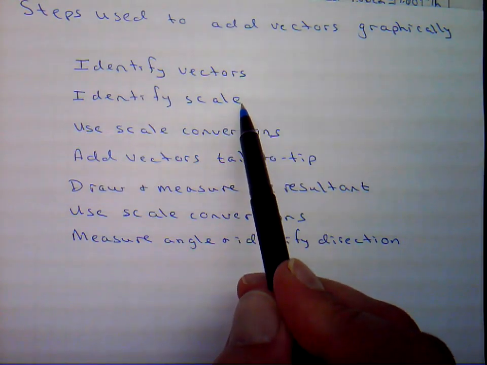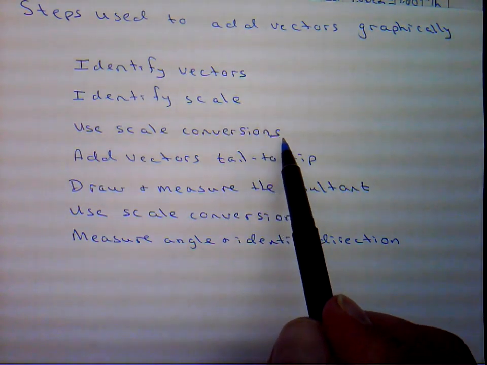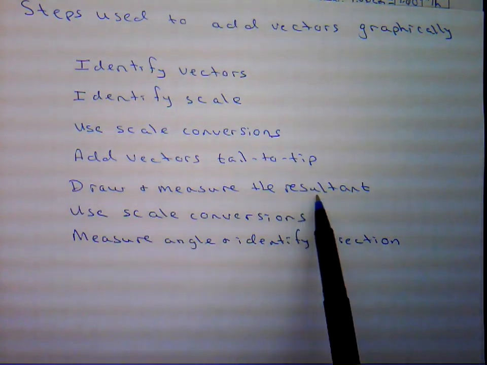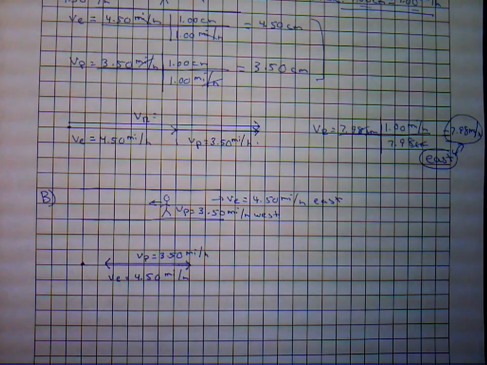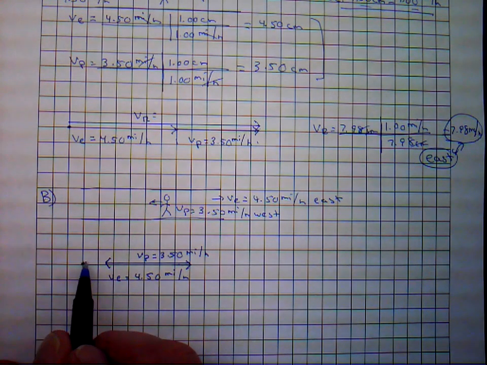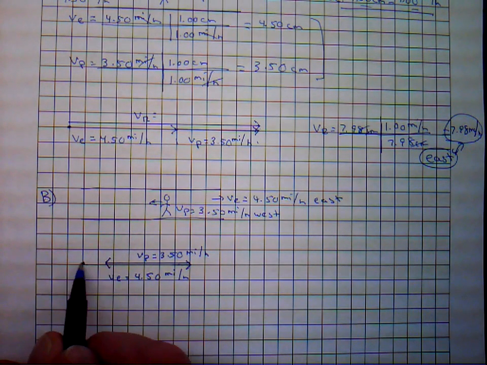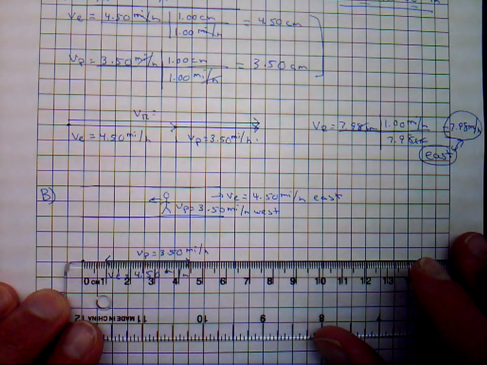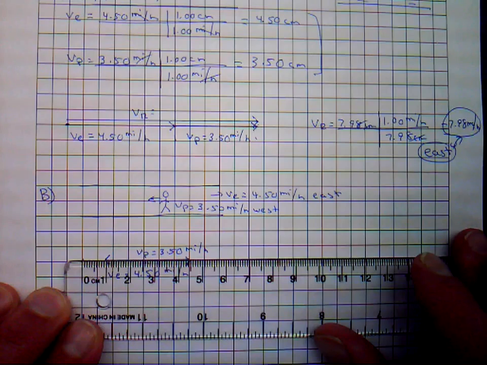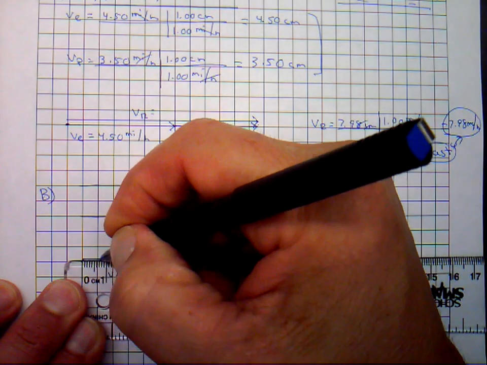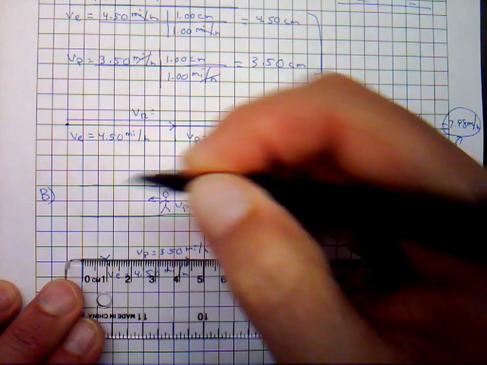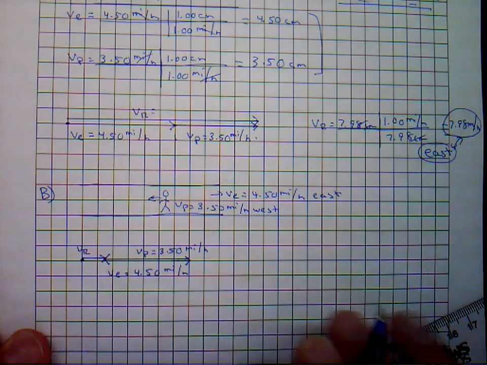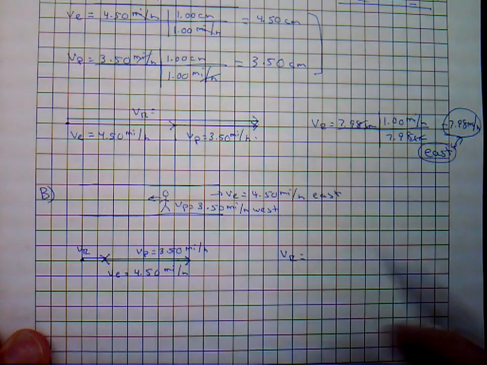So we've done these steps. We've identified the vectors and the scale. We used the same scale previously, so the conversions were already done. We added the vectors tail to tip. We now draw and measure the resultant vector. The resultant vector is always drawn from the tail of the first vector to the tip of the last vector added, which is from here to here. I'm going to draw and measure that vector with my 0 point on there, and draw it to the tip of this vector so we can see it. This is what we call the resultant velocity. I'm going to measure the length of that vector.